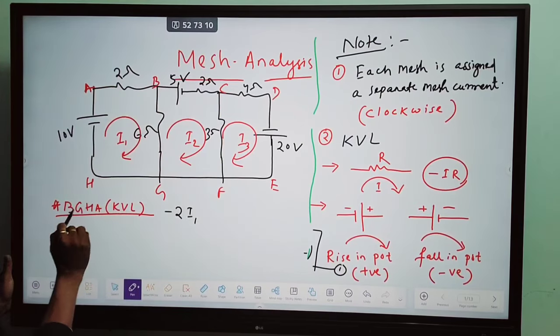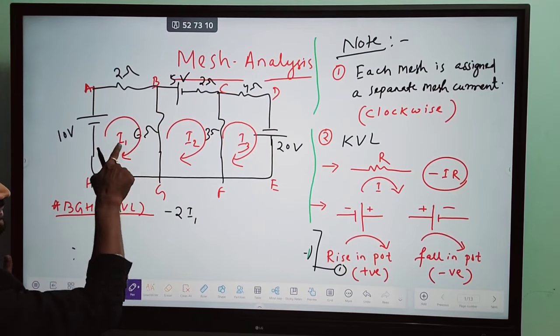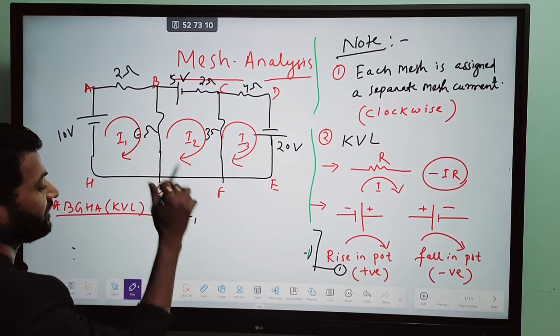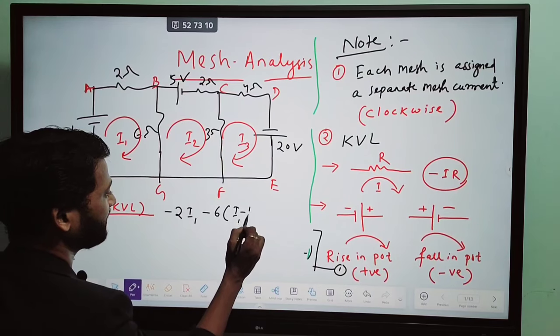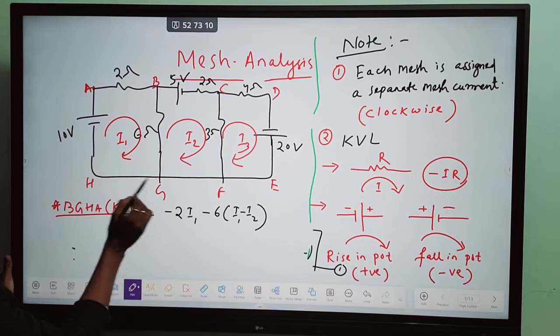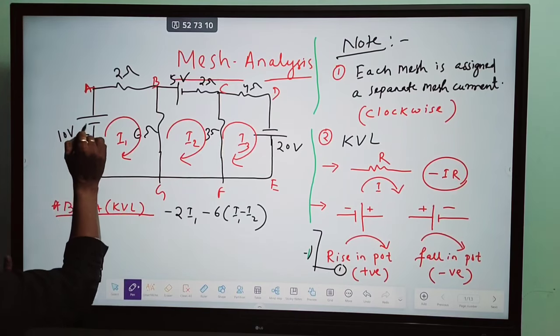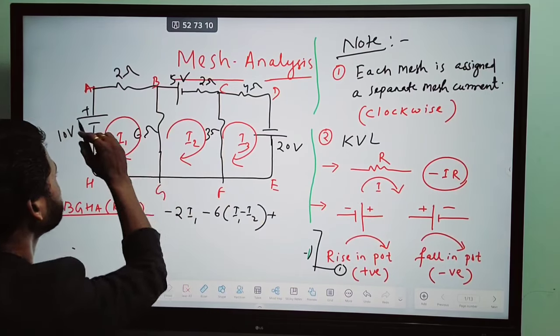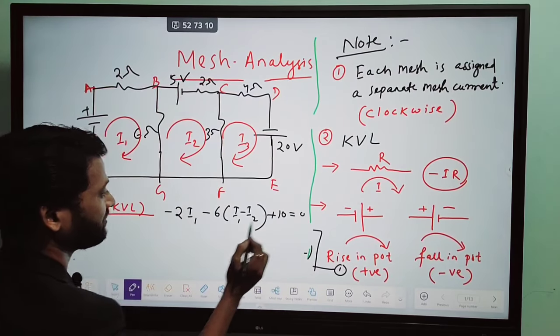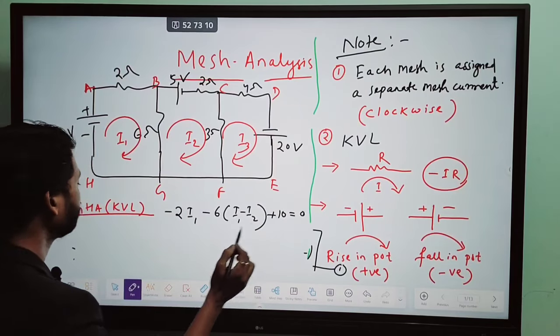Again, next is B to G, that is a common branch for mesh 1 and mesh 2. What is the net current? I1 minus I2. And what is the potential drop? It will be again negative. So it will be minus 6 into I1 minus I2. G to H, leave it. H to A, it is rising potential. Rising potential means plus. So it is plus 10 volt, equals 0. So this is equation number 1.